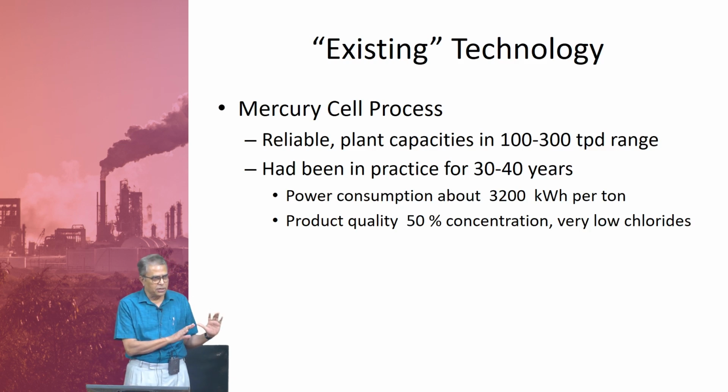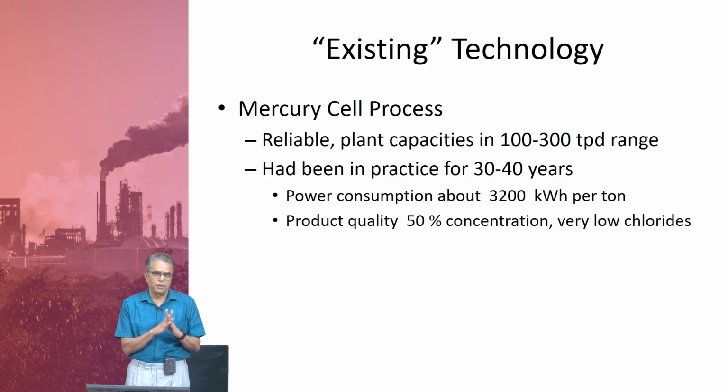So, that is the existing technology. What is this existing technology? This was called the mercury cell process. We are going to talk about membrane, but I just went back one step for the logic of knowing what the existing one is. At that time, what was existing was the mercury cell. This is again an electrolytic process.